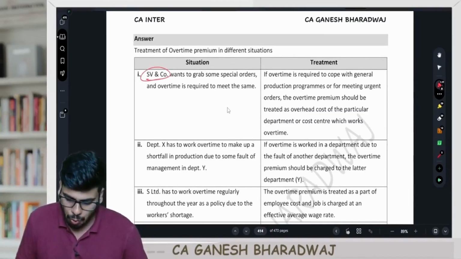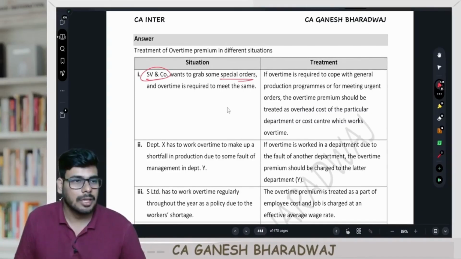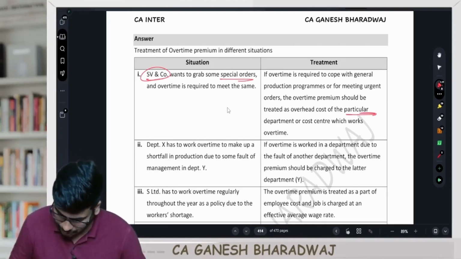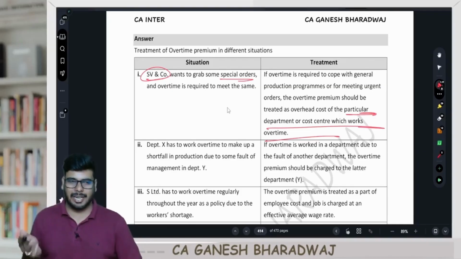Overtime. SV & Co. wants to grab some special orders. Yes, special orders. Overtime. What should you do? It should be charged to the particular job. Are you clear with this? Our department, whatever it is.